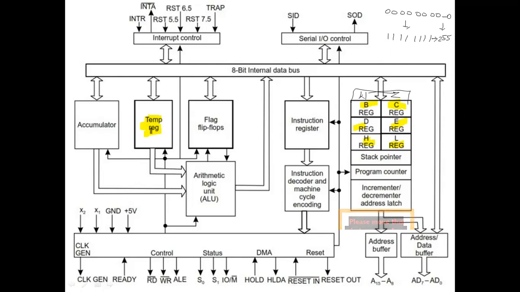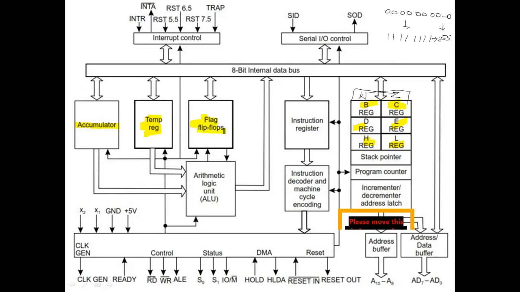Next are the special purpose registers. The first special purpose register is the accumulator. Whatever arithmetic or logic operation you want to perform, one of the data has to be in the accumulator by default, and the result of your arithmetic and logic operation will also be stored back in the accumulator, and hence we also call it the A register or accumulator register.